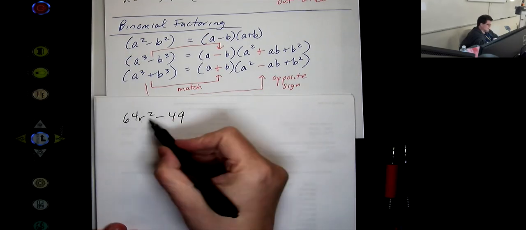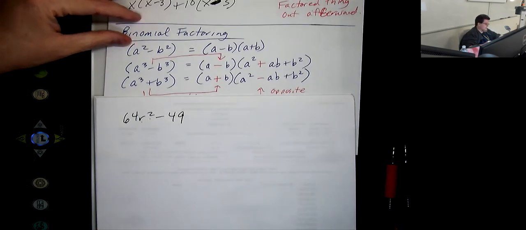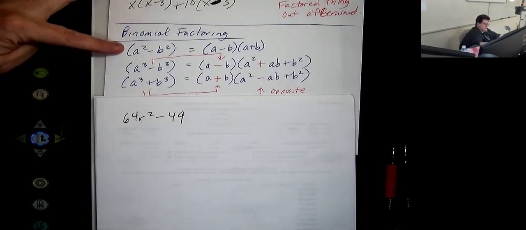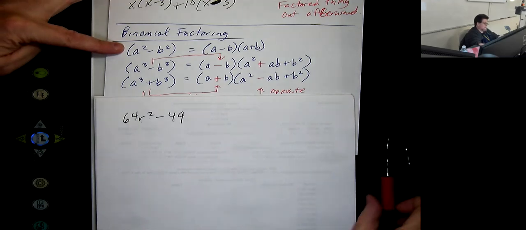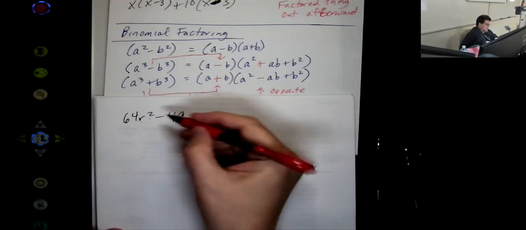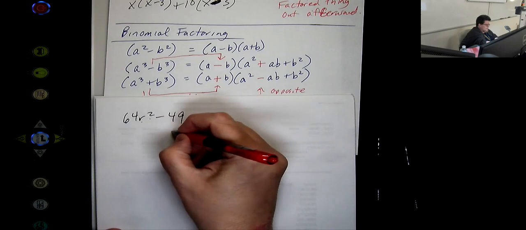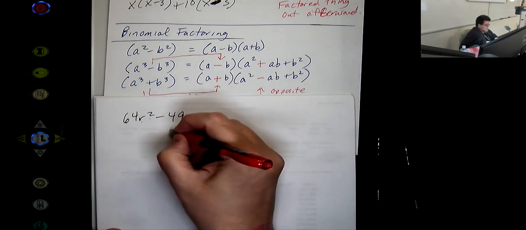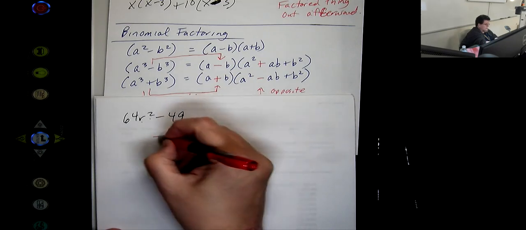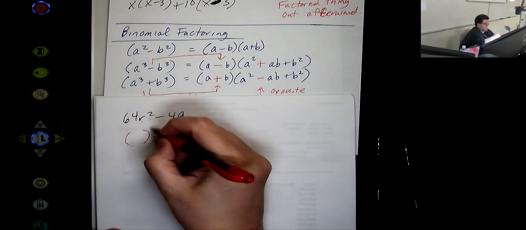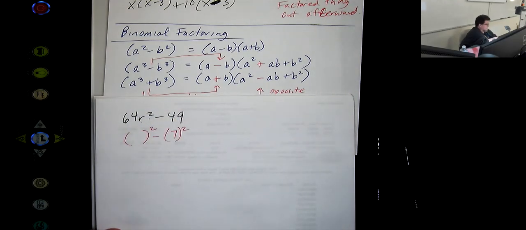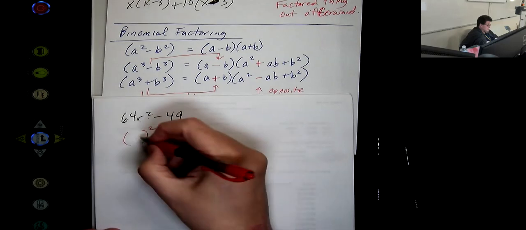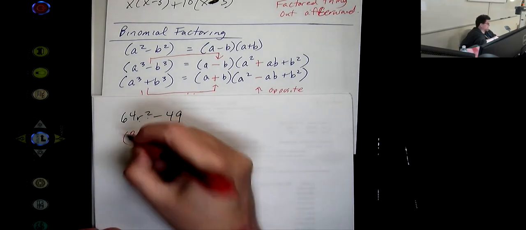So I see the r is squared. I'm thinking it's going to fit this a squared minus b squared. The question is, how can I make that match? Well, 49 is 7 squared. That part's pretty easy. What gets squared here? The r clearly does, and the other number is 8.